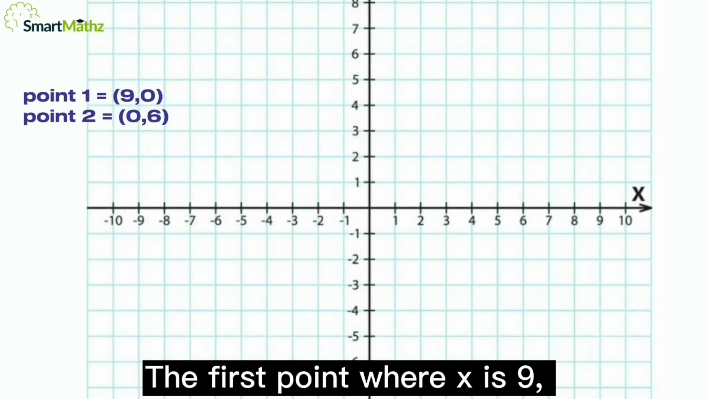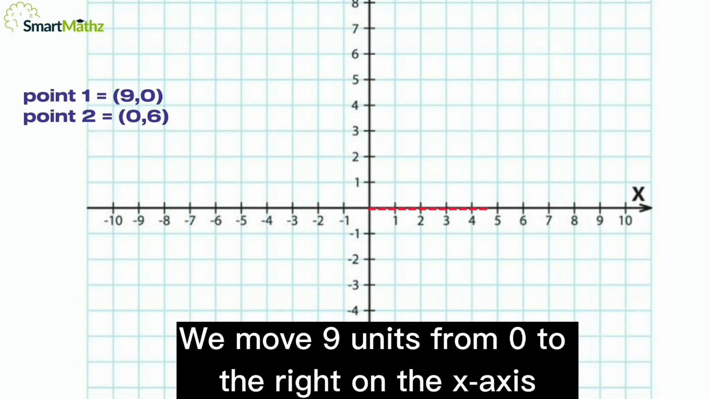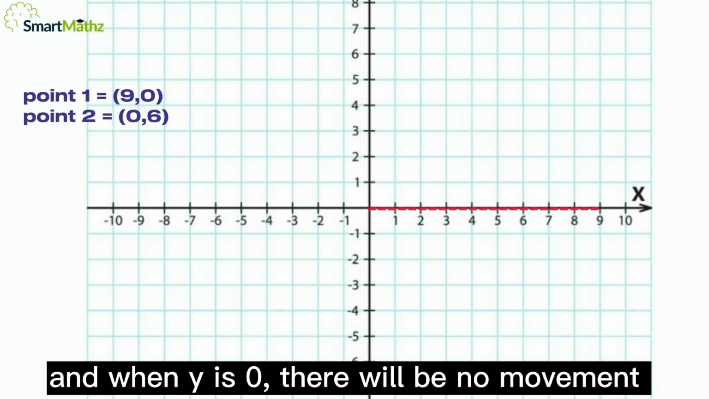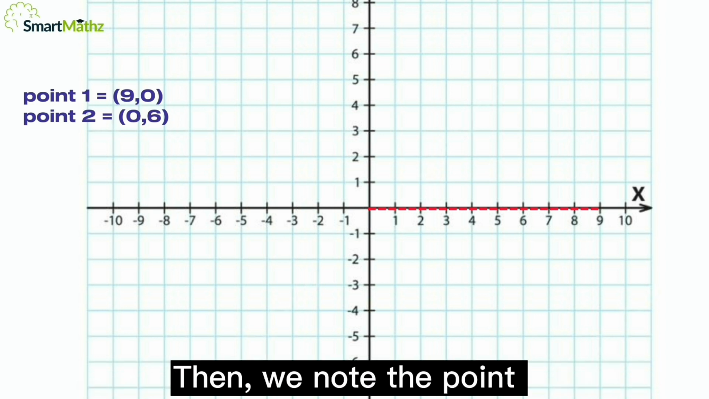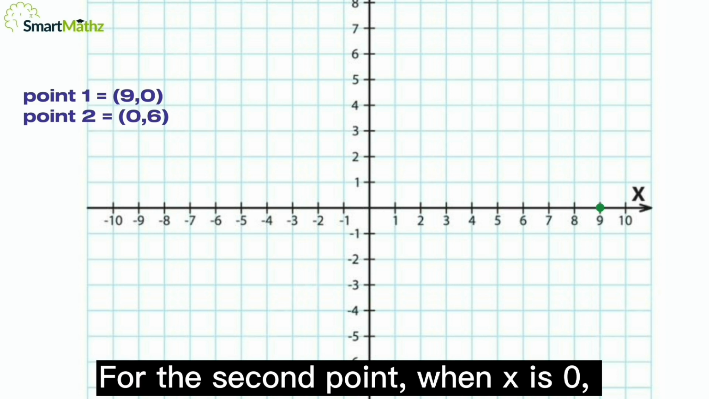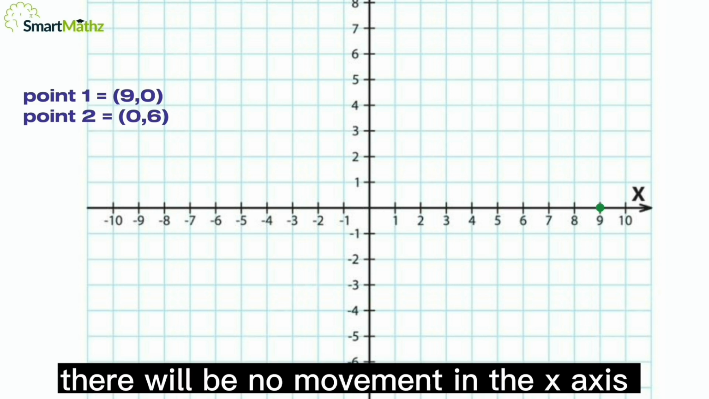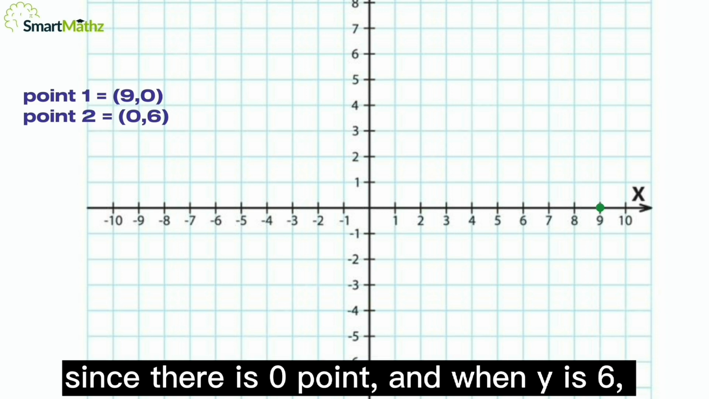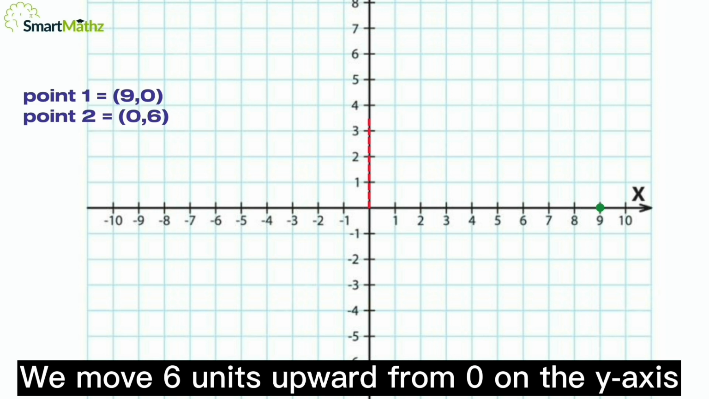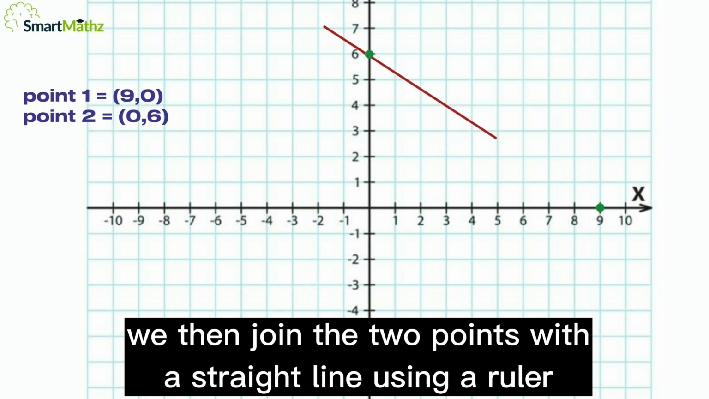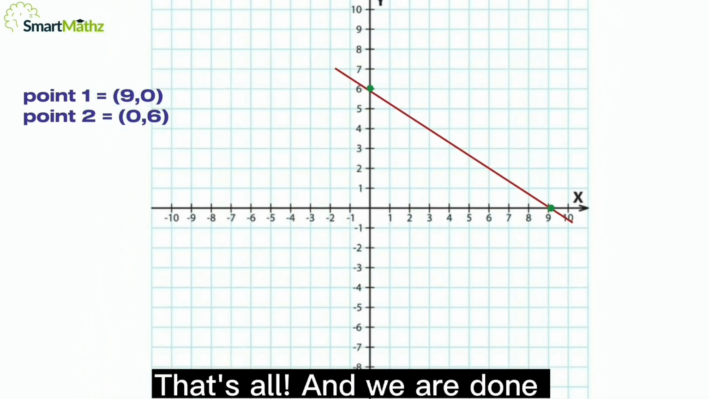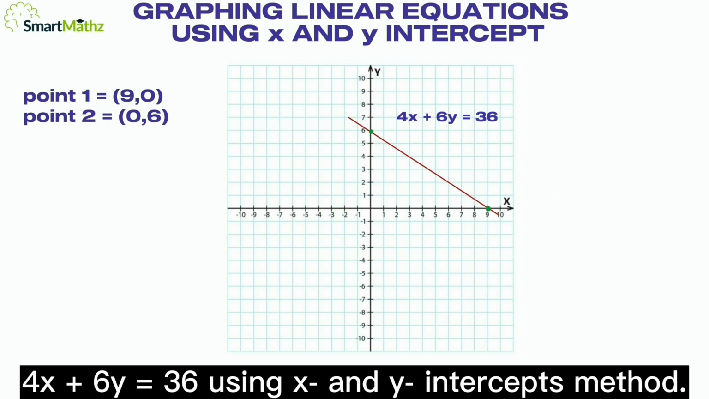The first point where x is 9, we move 9 units from 0 to the right on the x-axis. And when y is 0, there will be no movement along the y-axis since we have 0 point. Then, we note the point. For the second point, when x is 0, there will be no movement in the x-axis since there is 0 point. And when y is 6, we move 6 units upward from 0 on the y-axis. Then, we note the point. We then join the 2 points with a straight line using a ruler. That's all. And we are done graphing the linear equation 4x plus 6y equals 36, using x and y-intercepts method.